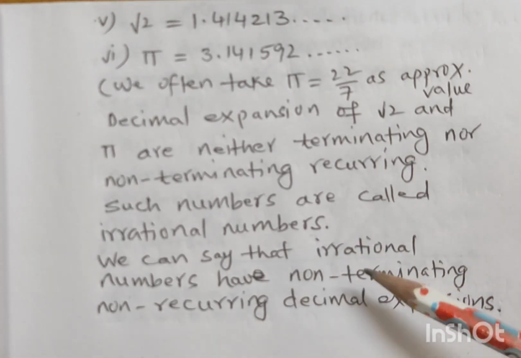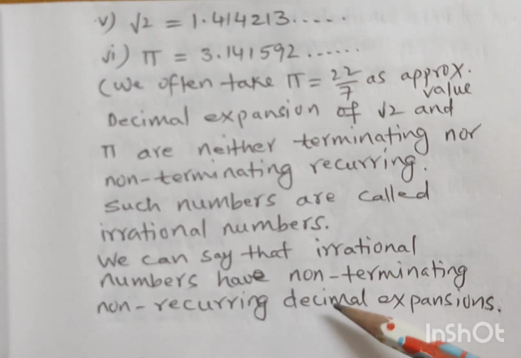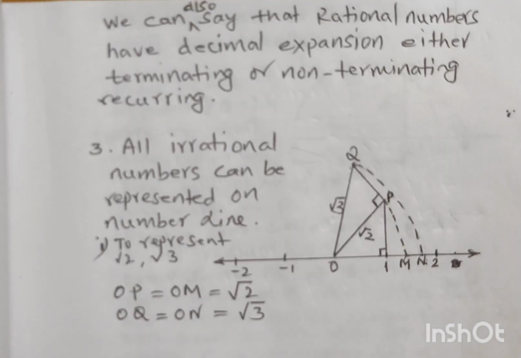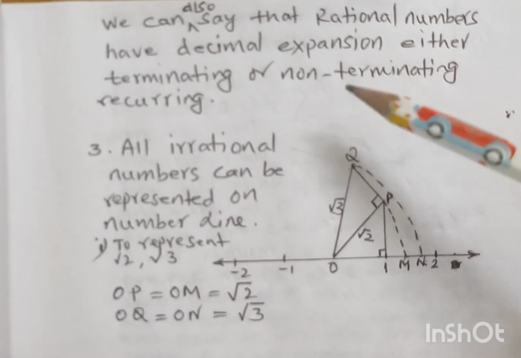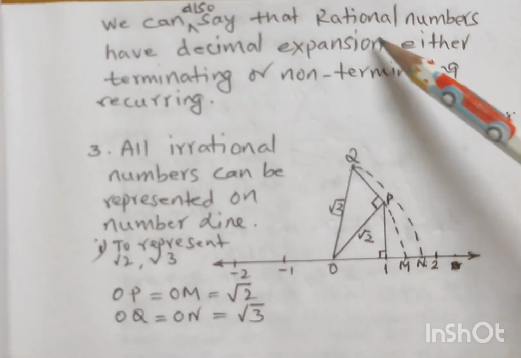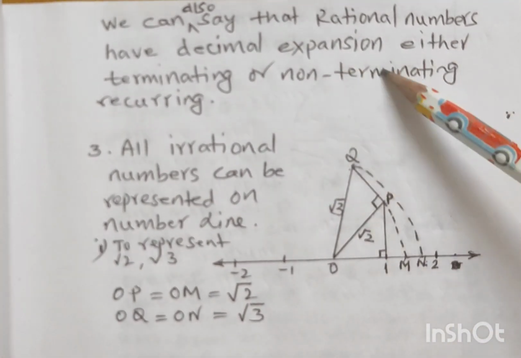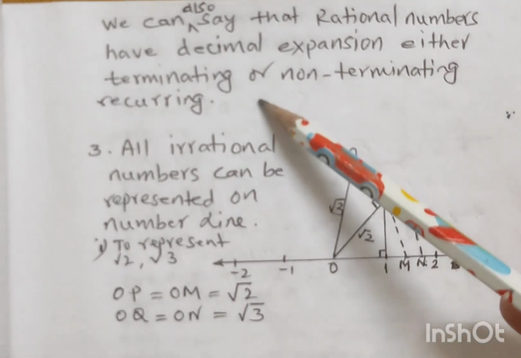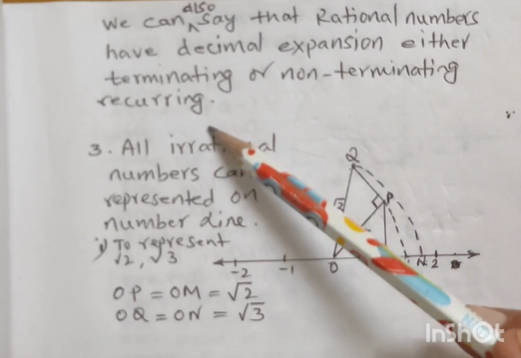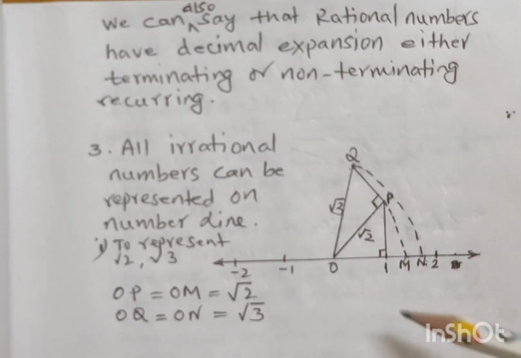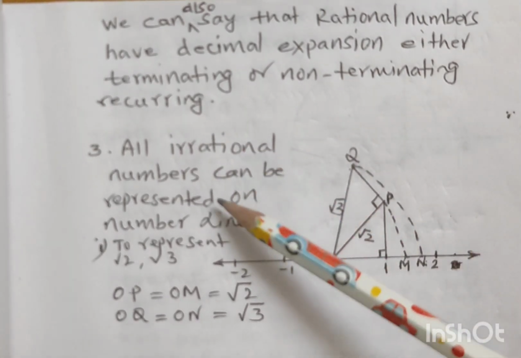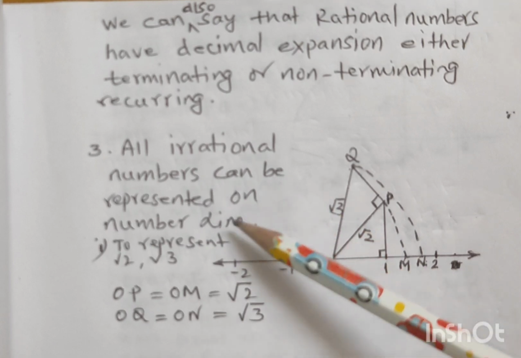We can say that irrational numbers have non-terminating, non-recurring decimal expansions. Rational numbers have decimal expansion either terminating or non-terminating recurring. All irrational numbers can be represented on the number line.